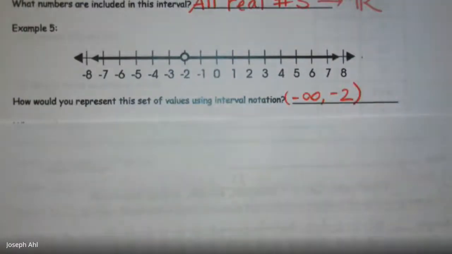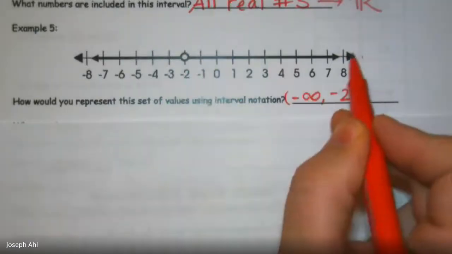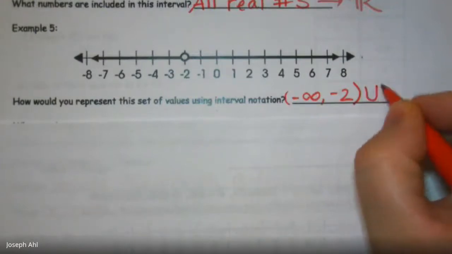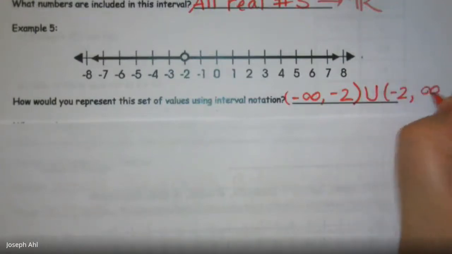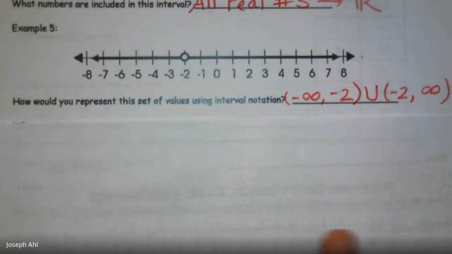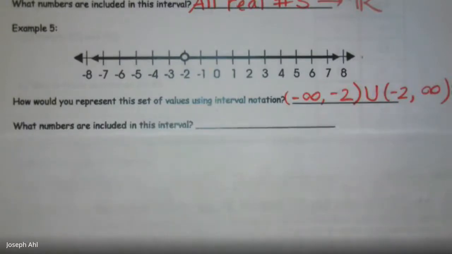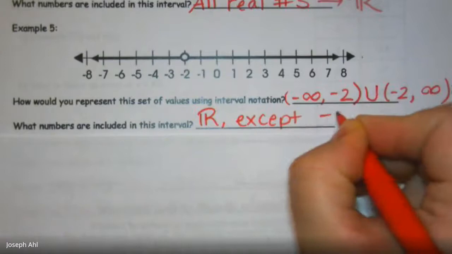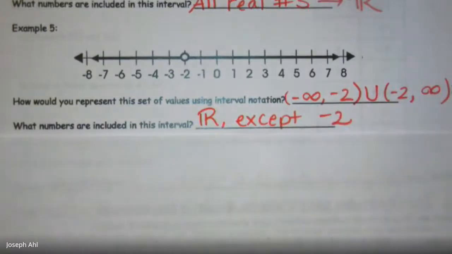We don't want to include -2. So then how do I show that from there, from -2 on the other side, it goes to infinity? We're going to use this symbol called union. It's a big U that joins these two sets, and then -2 to positive infinity. And this will become a very common way that we'll see notation listed, where we're talking about domains and ranges moving forward. So what numbers are included in this interval? It's everything except 2, or -2, I should say. So you can say all reals except -2. Something like that is sufficient.